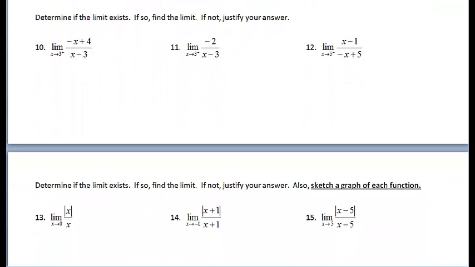All right, so we're determining if the limit exists. If so, find the limit. If not, justify your answer. All right, so for number 10, the first thing we're going to do is try the direct substitution. That is, plug 3 in, even though we're approaching 3 from the right side. So that would be negative 3 plus 4, all over 3 minus 3. The result is 1 over 0. We know that's going to be a does not exist because that's a vertical asymptote.